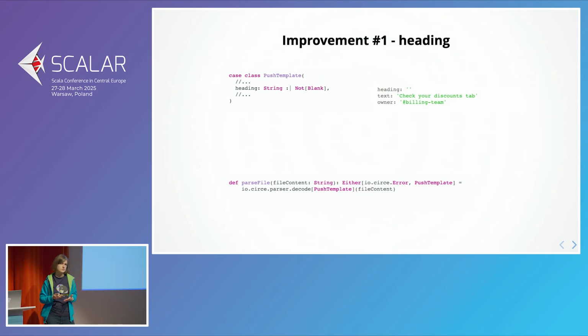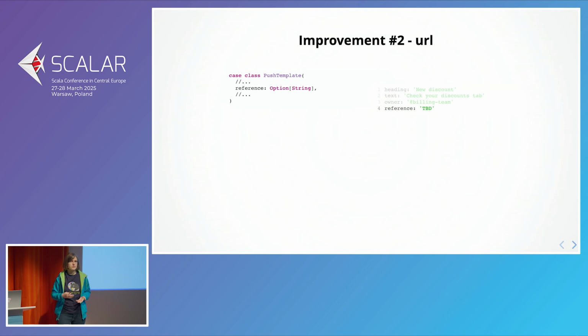Because what's great about Iron is that it has integrations with many decoding libraries, and Circe is one of them. So just using one import, we can have the main code just the same. And again, the result can be either a valid push template or a Circe error. So in this situation, when the heading is blank, it would get returned as a Circe error. So this goes very smoothly together. It wouldn't validate, we would get an error, and then we have prevented one kind of error from occurring in our system.